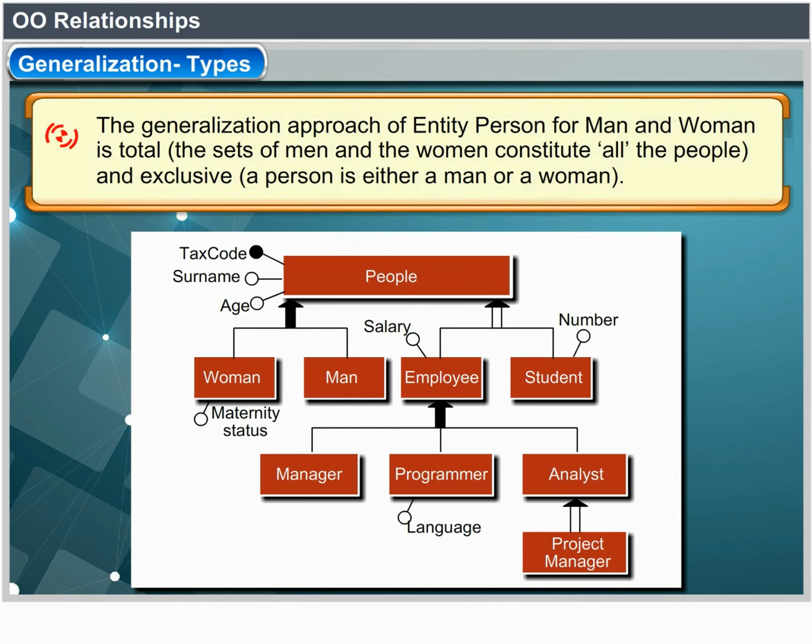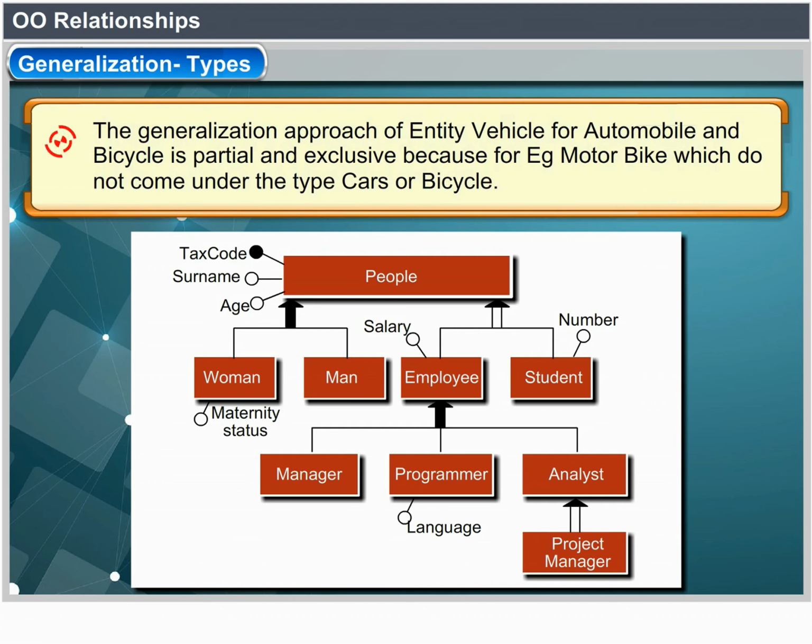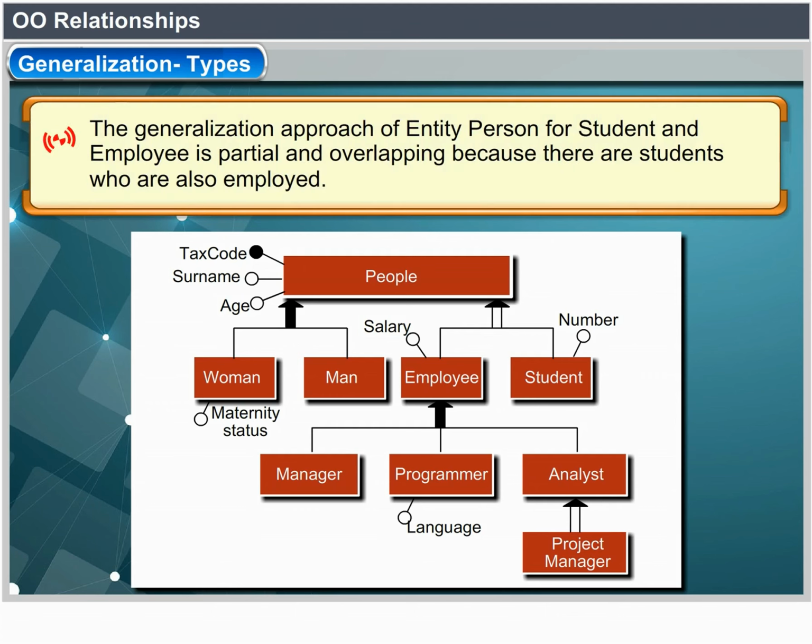The generalization person of man and woman is total, the sets of men and women constitute all the people, and exclusive. A person is either a man or a woman. The generalization vehicle of automobile and bicycle is partial and exclusive because there are other types of vehicle, for example, motorbike, that are neither cars nor bicycles. The generalization person of student and employee is partial and overlapping because there are students who are also employed.